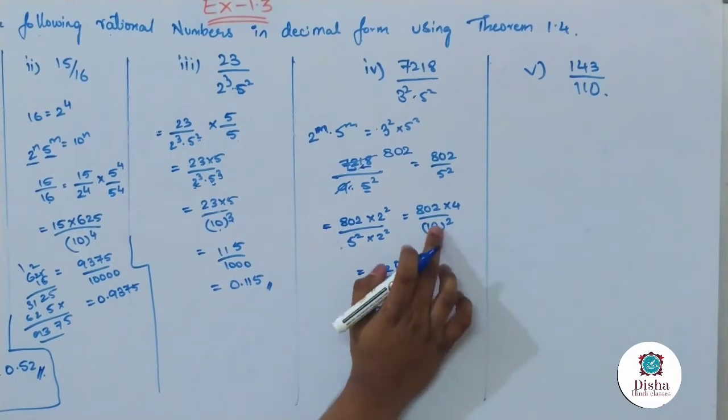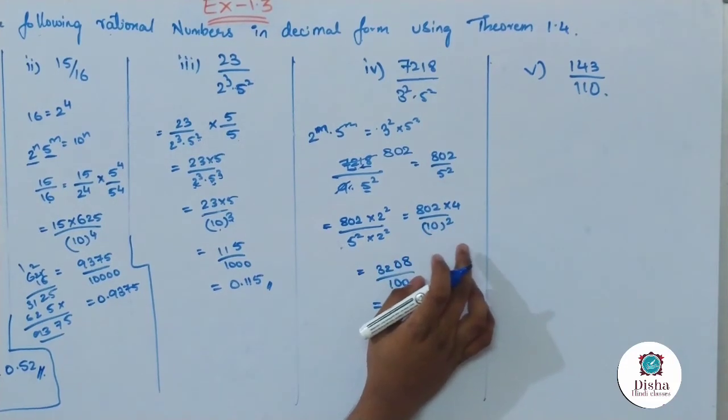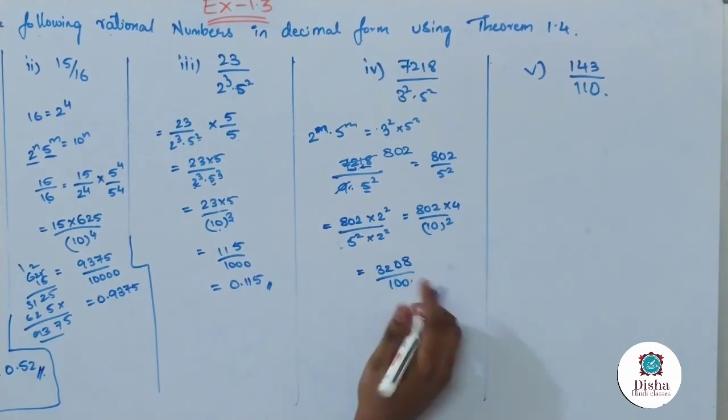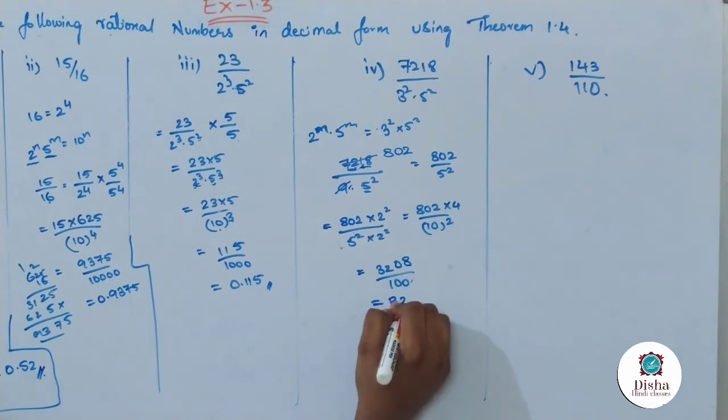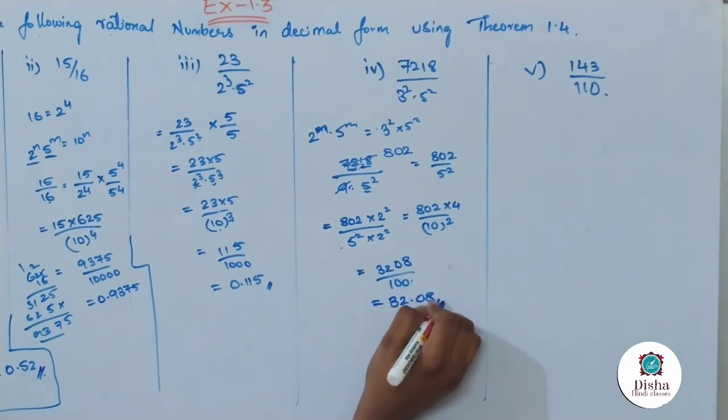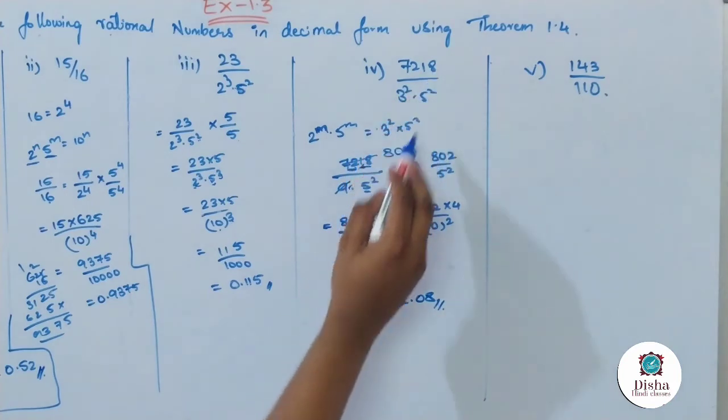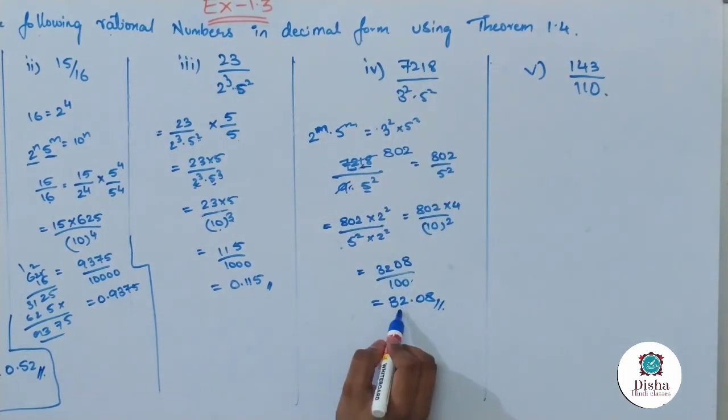So here, one mistake: 10 square will be not 1000, it will be 100. So we get the answer as 32.08. So the answer for 7218 by 3 square into 5 square will be 32.08. Now the last question, 143 by 110.